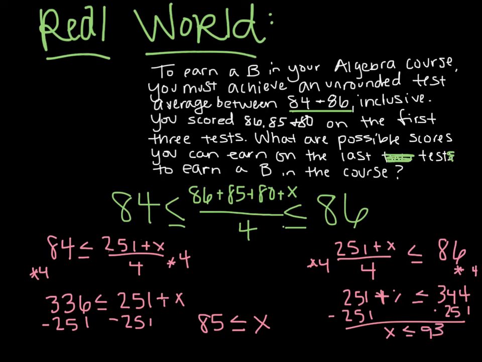So then my final answer to this problem would be 85 is less than or equal to x, which is less than or equal to 93, which means on your last test, on that 4th test, you would have to score between 85 and 93.